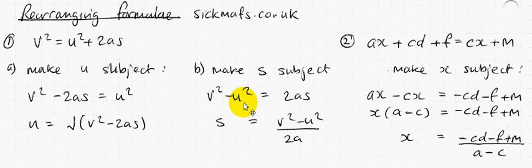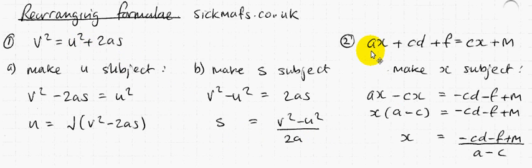Once I've got that, what do I need to do? I need to move that 2a to the other side as well. That's 2a times s, and the opposite of timesing is dividing. So I'm going to take the 2a to the other side, and it's going to become divide. So s equals v squared minus u squared divided by 2a, as it says here. So s is the subject. Those are two examples from this formula, making different things the subject.